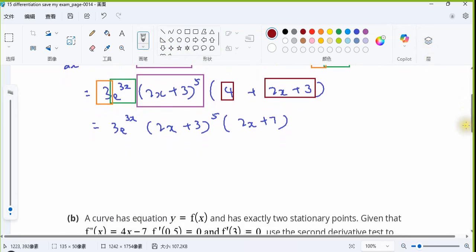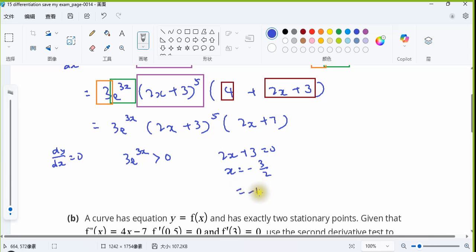So the stationary point is where dy/dx equal to 0. So we know that 3e to the 3x will always be greater than 0. So 2x plus 3 equal to 0, x equal to negative 3 over 2, negative 1.5. Or 2x plus 7 equal to 0, x equal to negative 7 over 2, negative 3.5.